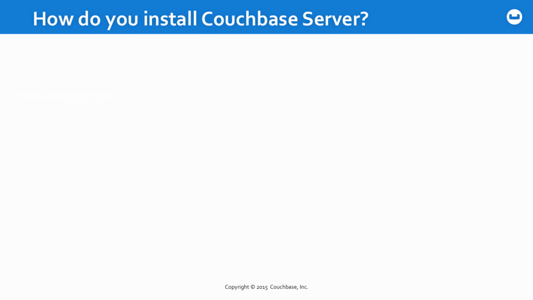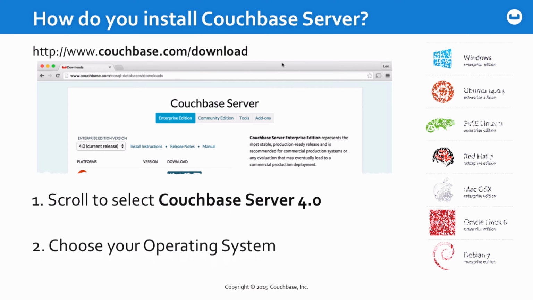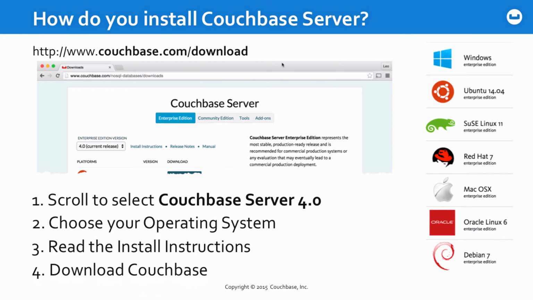To install Couchbase Server, you'll go out to the Couchbase website to the download link. Scroll to select Couchbase Server 4.0 Enterprise Edition, and then choose your operating system. There are several available. Read the installation instructions, which you can click to directly from that page, specific to your operating system. Then download Couchbase and install it.